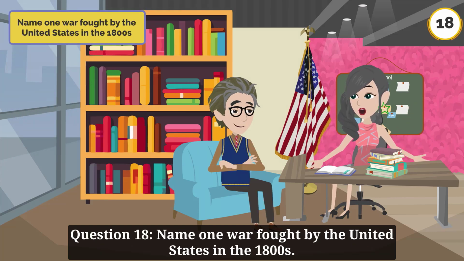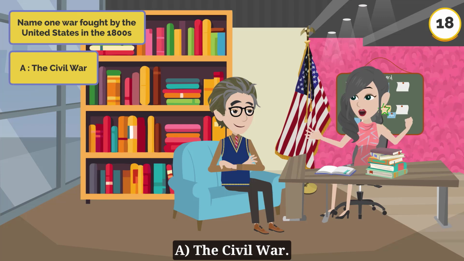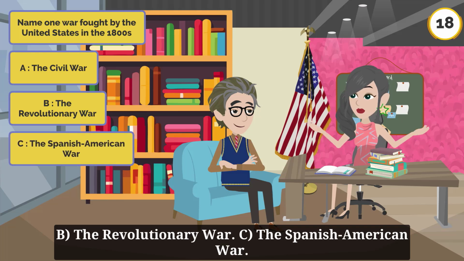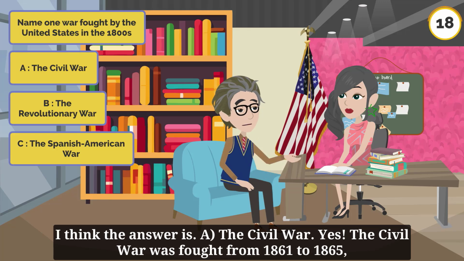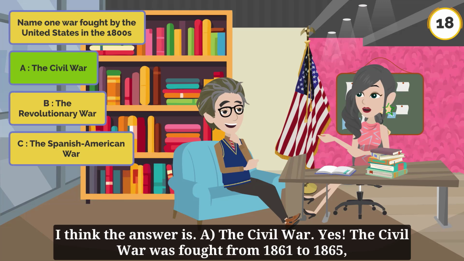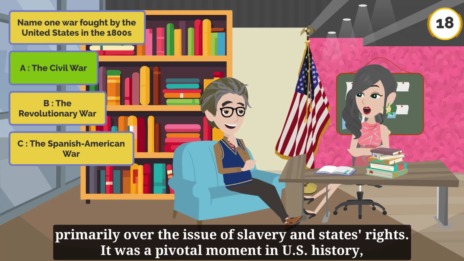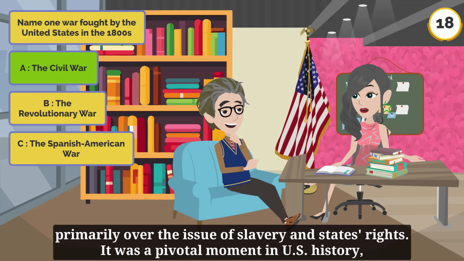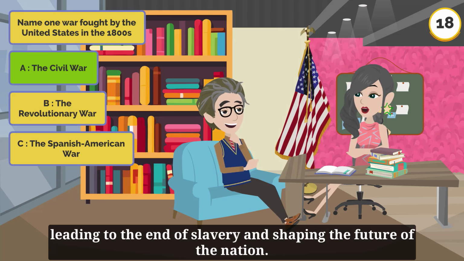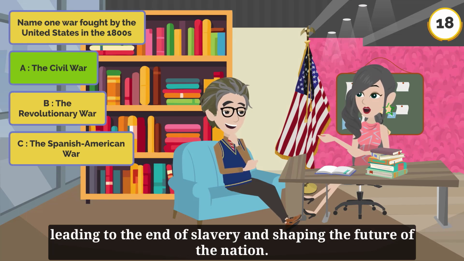Question 18. Name one war fought by the United States in the 1800s. A. The Civil War. B. The Revolutionary War. C. The Spanish-American War. I think the answer is A. The Civil War. Yes, the Civil War was fought from 1861 to 1865, primarily over the issue of slavery and states' rights. It was a pivotal moment in U.S. history, leading to the end of slavery and shaping the future of the nation.